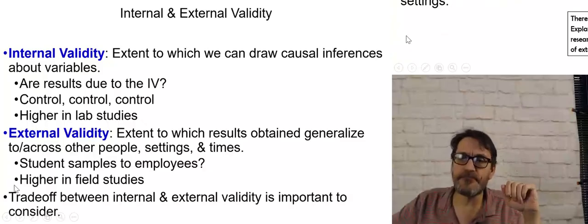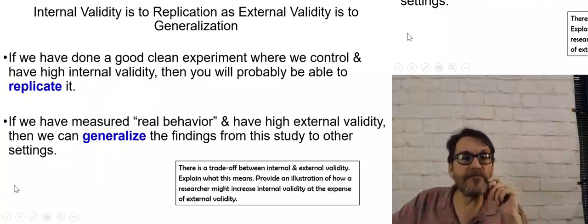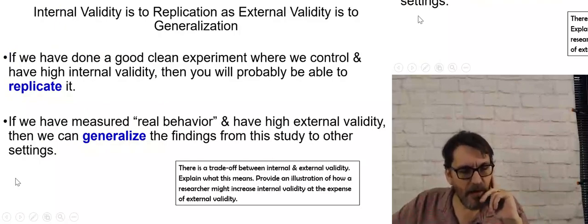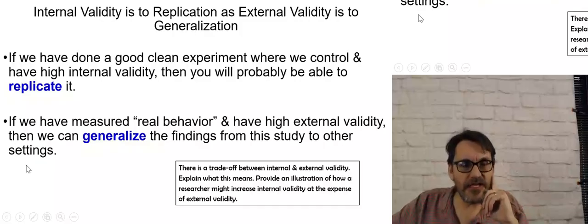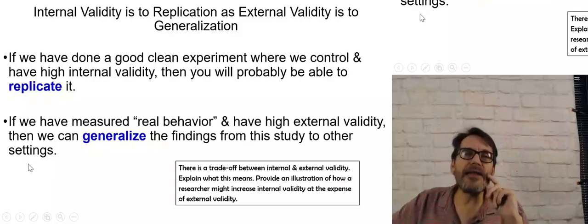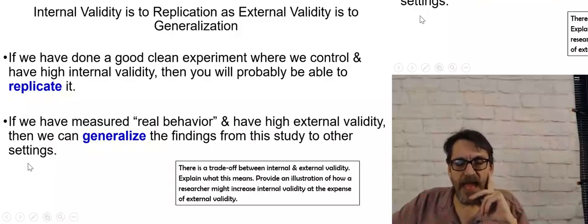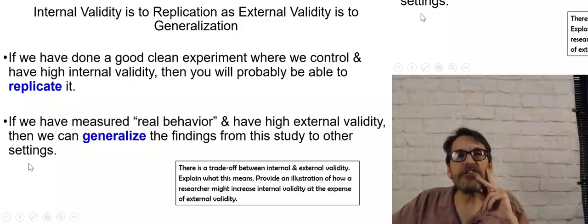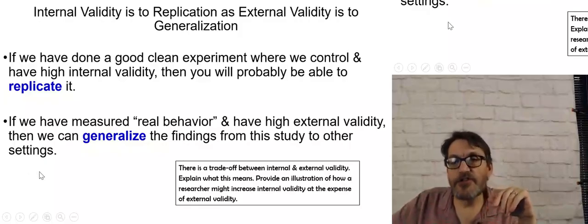Now, we find that if we have done a good, clean experiment and we have high internal validity, then if I repeat my study, I'm probably going to replicate it. Okay? If I have done a field study and have established high external validity, chances are the findings from my study will be generalizable to other settings, other forms. Okay? So it's a trade-off, right?